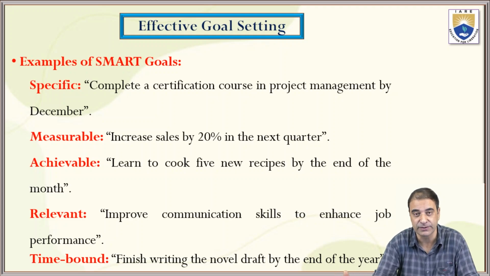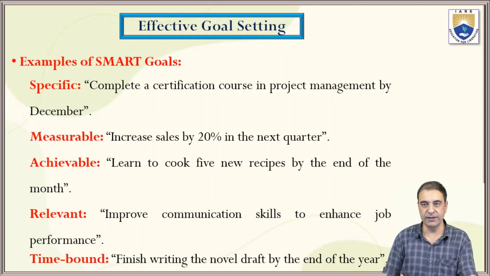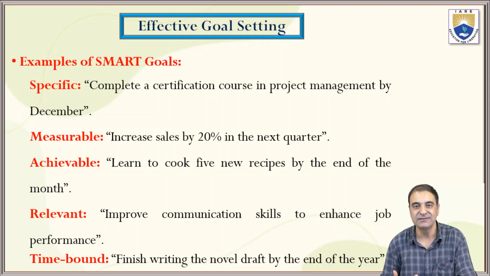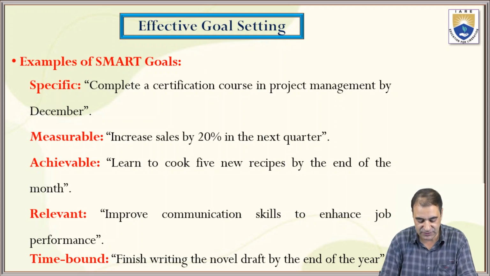That means it's realistic. And the next one is the relevant. Improve communication skills to enhance job performance. Again, it's relevant. And the time bound: finish writing the novel draft by the end of the year. Here we have set the time, and what's that time? That's the 1 year. That's very important. It should be time bound. It should adhere to the time which one has allotted in order to achieve a goal. That's why it should be time bound. These are the different examples of SMART goals.